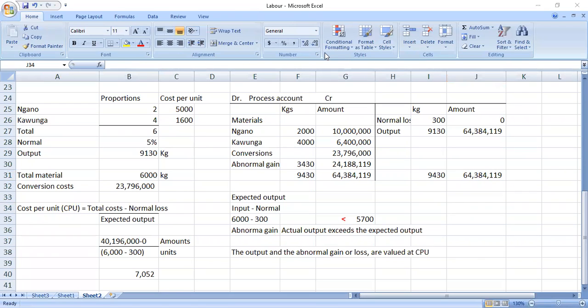Why is normal loss 0 up there? Okay, it is 0 because you were not given the scrap value. Whenever you're not given the scrap value, it is assumed that the loss was not valued and therefore it was just dumped or thrown away. I mean it is wastage, something like that. Because normal loss is valued at scrap value. If they don't give you scrap value, you don't assume it. It just means that they didn't sell it anywhere else, but they just dumped it, maybe they put it in the dust bin. So that's why it's valued at 0 here. I hope I've answered you, Davison.